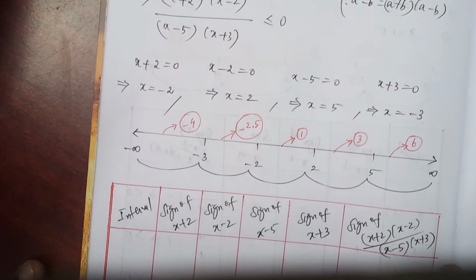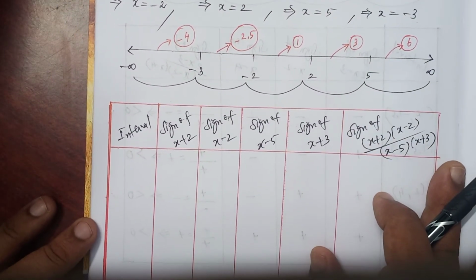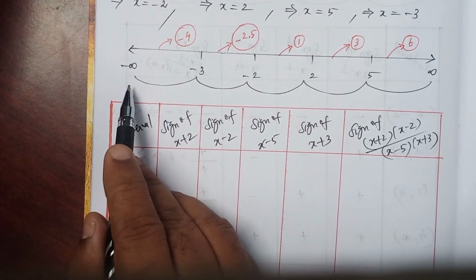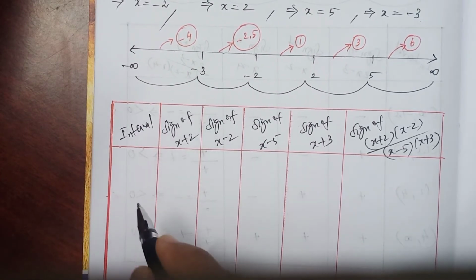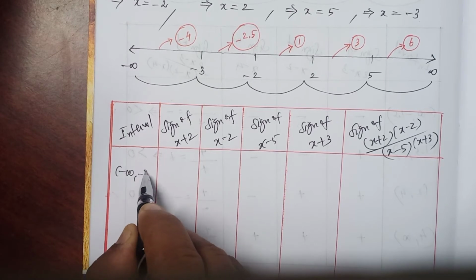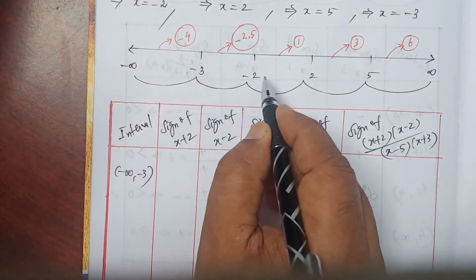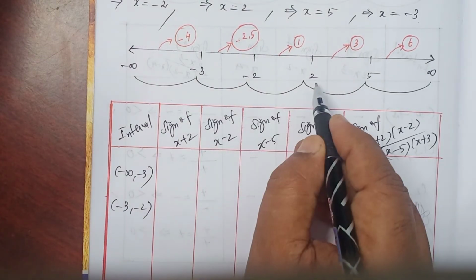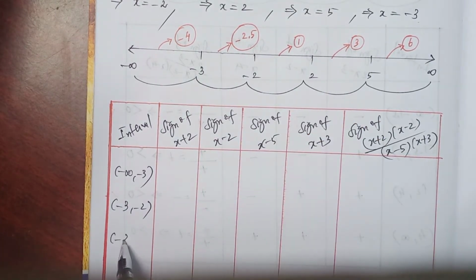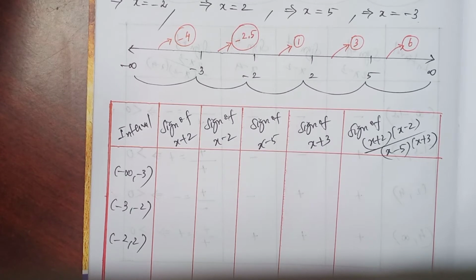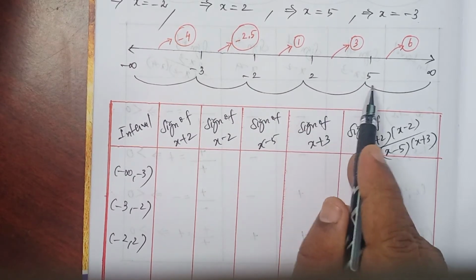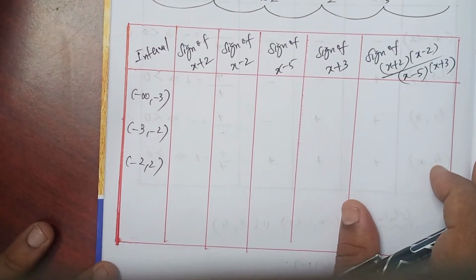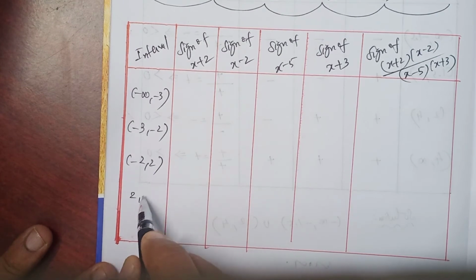Now we can write the intervals. The first interval, minus infinity comma minus 3. Second one, minus 3 comma minus 2. Next, minus 2 comma 2. Next interval, 2 comma 5, and 5 comma infinity.